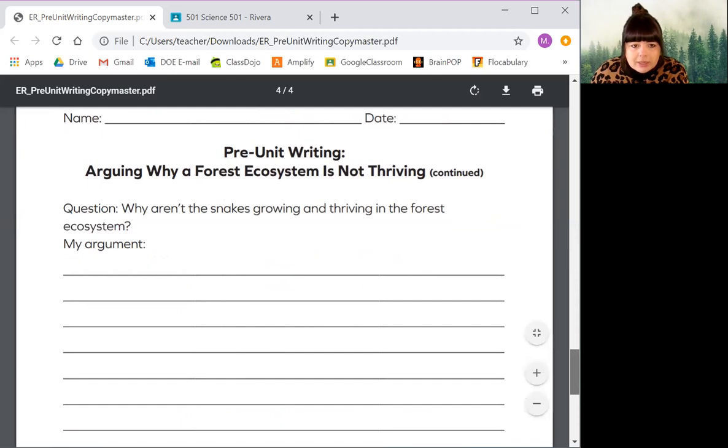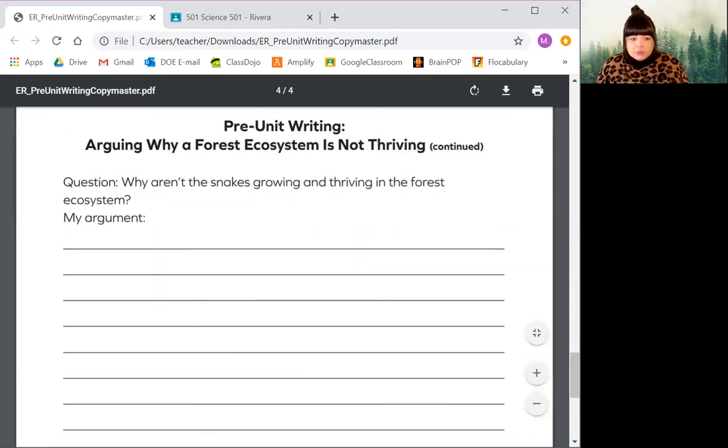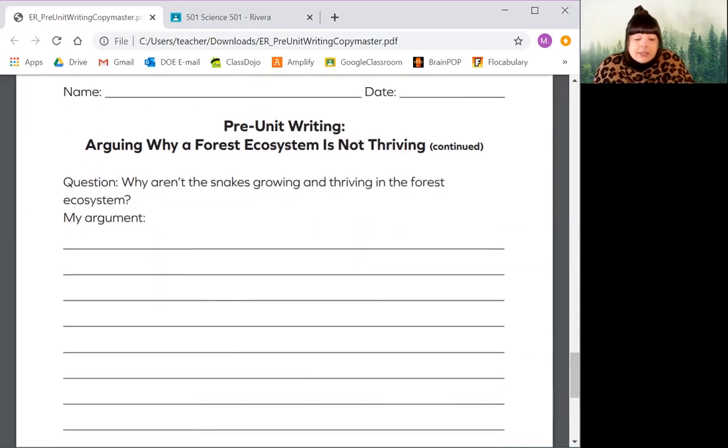and then this is the last page, which really is the most important one. All you have to do to get a completed grade actually is answer this question. Why aren't the snakes growing and thriving in the forest ecosystem? What is your argument? What do you think is the reason that they are not growing or surviving really? So that's all I need from you.